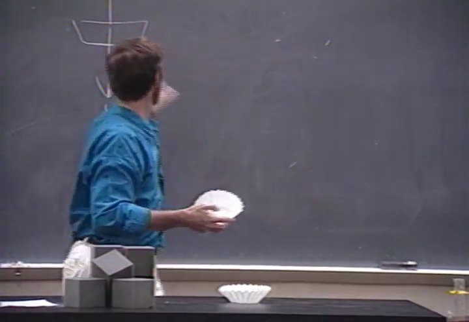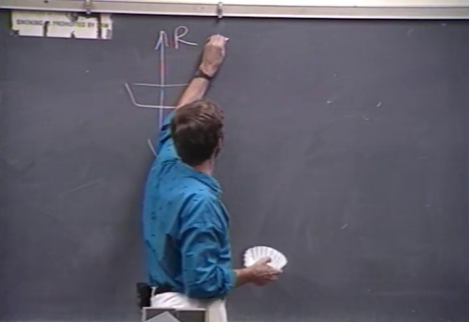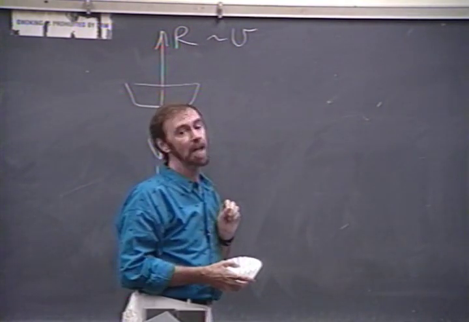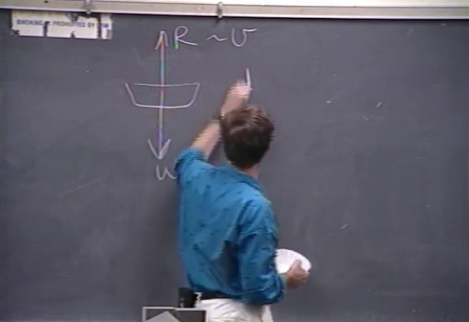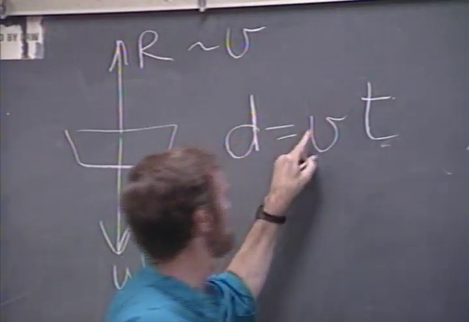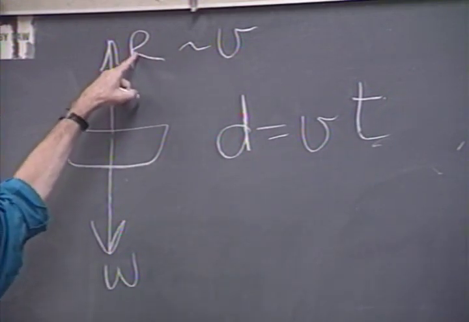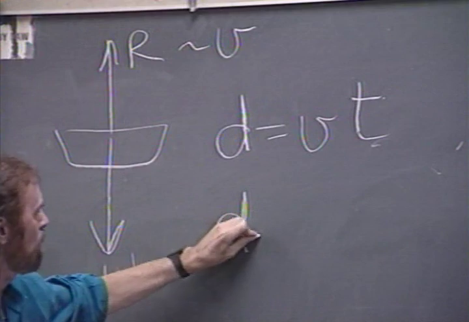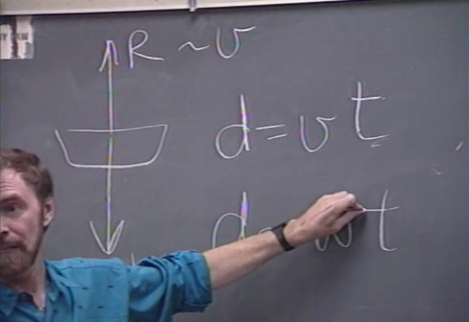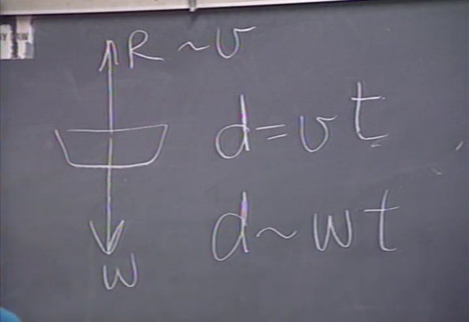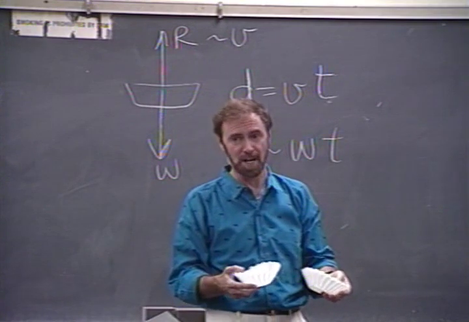Now, that resistance depends upon how fast it's going. Maybe that resistance is proportional to the speed. If it's directly proportional to speed, then that means the distance something falls, remember the distance is speed times time, would be proportional to the resistance, which would be proportional to the weight. So the distance something falls would be proportional to the weight multiplied by the time. If that's true, that means something twice as heavy will fall twice as far in the same time.